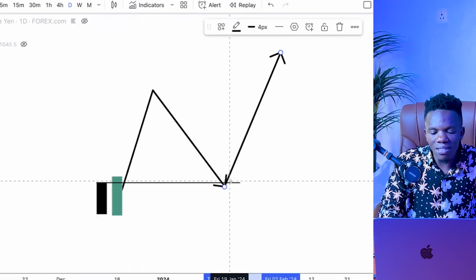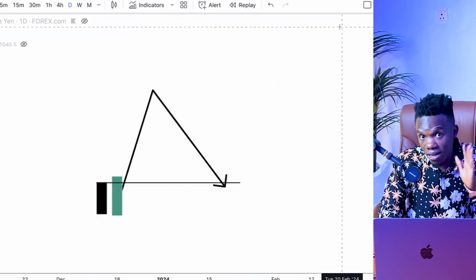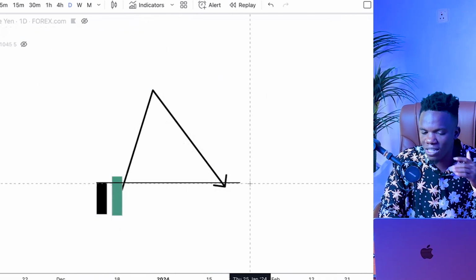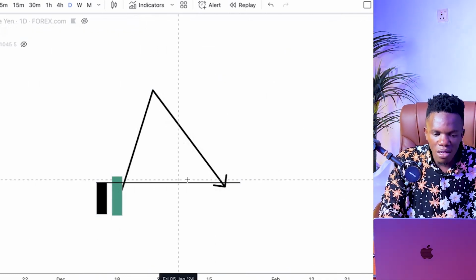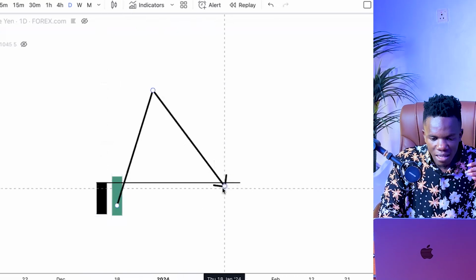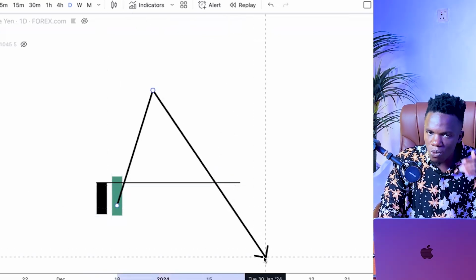But most of the time, you guys will observe, or you agree with me, that most times the market does not respect order block. For example, you can place your buy order here. The next thing you will see is the market will break this place.